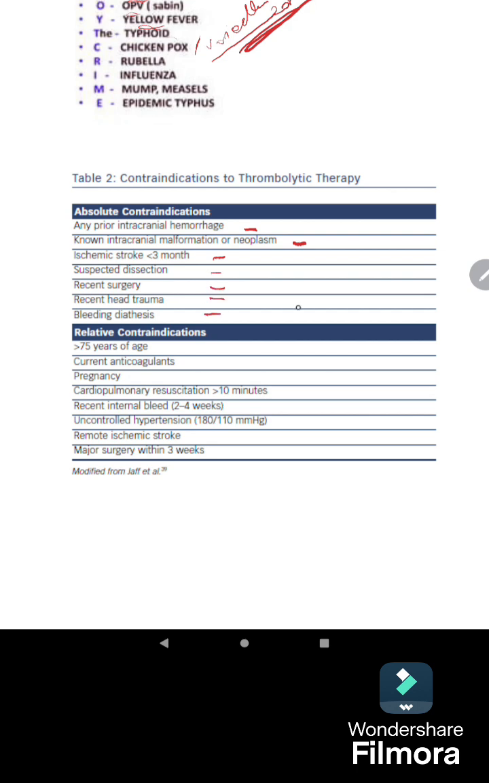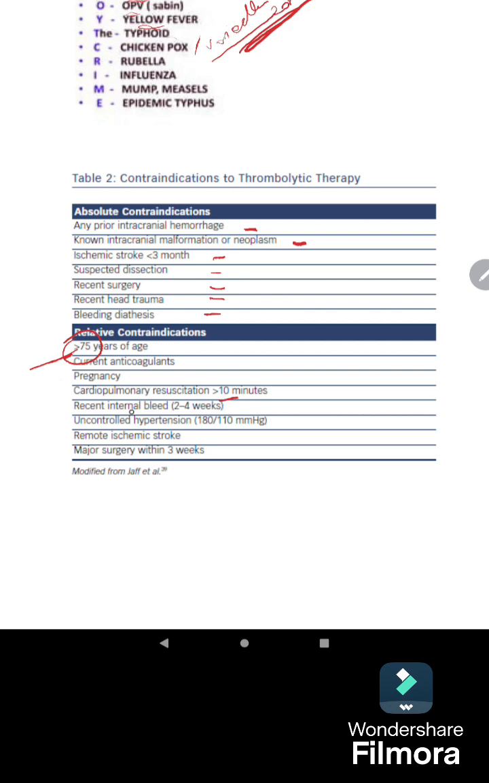Then you have relative contraindications. Under relative contraindication, you can see age more than 75 years, current anticoagulation, pregnancy, cardiopulmonary resuscitation of more than 10 minutes, recent intracranial bleed that is 2 to 4 weeks, uncontrolled hypertension of 180/110 mmHg, remote ischemic stroke, and major surgery within 3 weeks. Age more than 75 is more important here than pregnancy, but it is a relative contraindication.